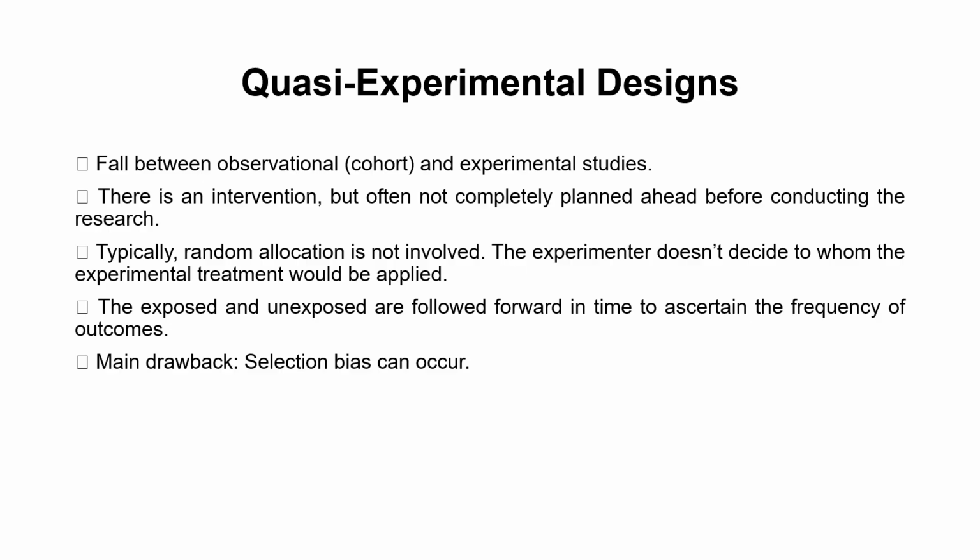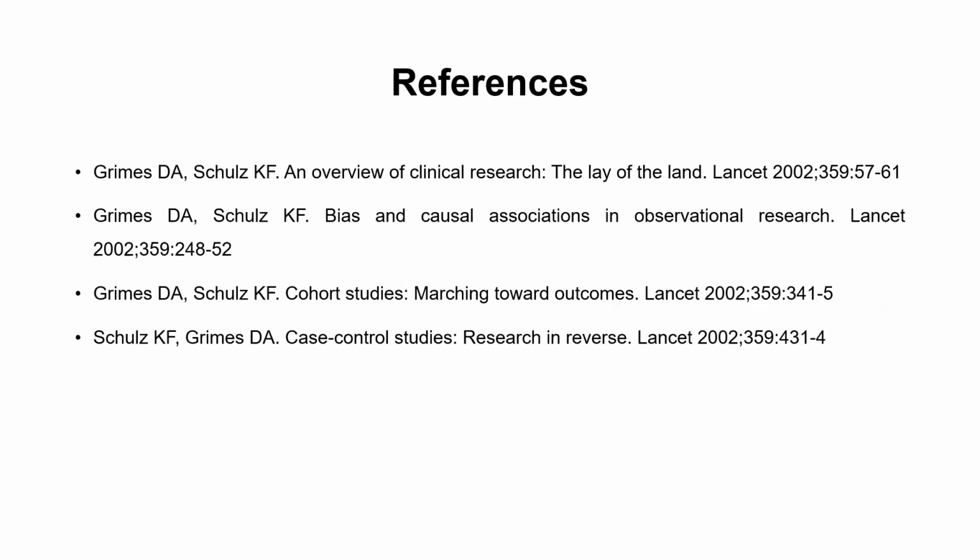The other type of study where you don't have randomization is called a quasi-experimental design trial. It falls between the observational cohort and the experimental study. There is an intervention, but it is often completely planned ahead before conducting the research. And typically random allocation is not involved, as we said, where the experimenter doesn't decide to whom the experimental treatment would be applied. The exposed and unexposed are followed forward in time to ascertain the frequency of the pre-specified outcomes. However, the main drawback of this type of study design is selection bias.